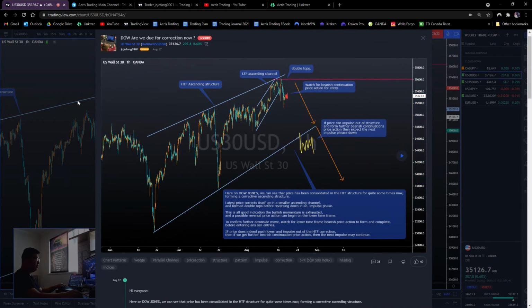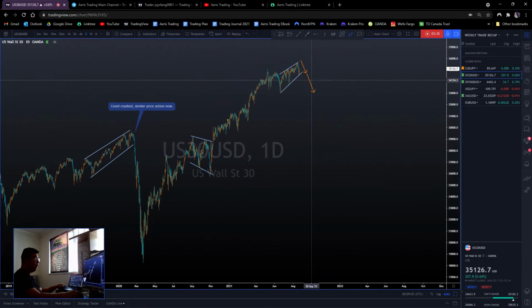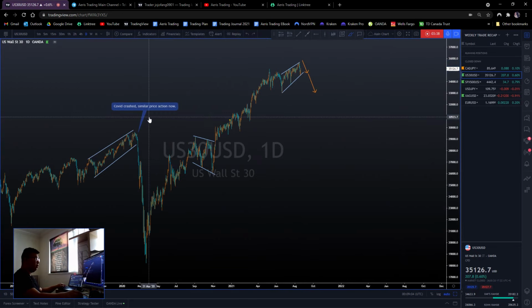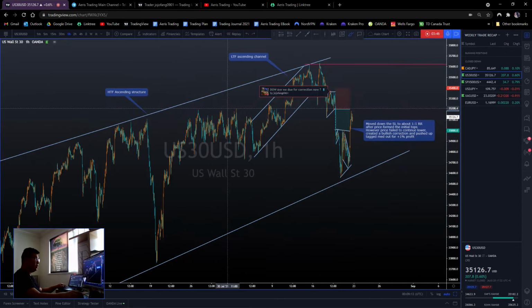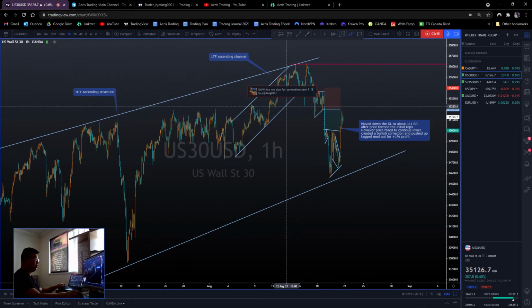Like the overall price action, if we look at the higher time frame first, the higher time frame was forming this kind of ascending channel, just like how the previous ascending channel was formed. So basically similar price action as we see now. And if we look at the lower time frame here, we see the same ascending channel, and we see a lower time frame ascending channel as well. So patterns within pattern, structure within structure.